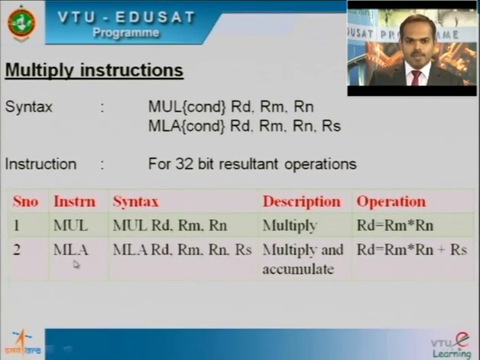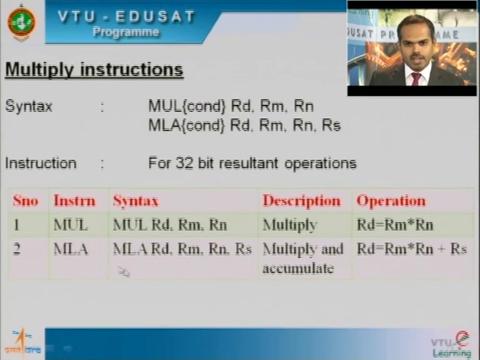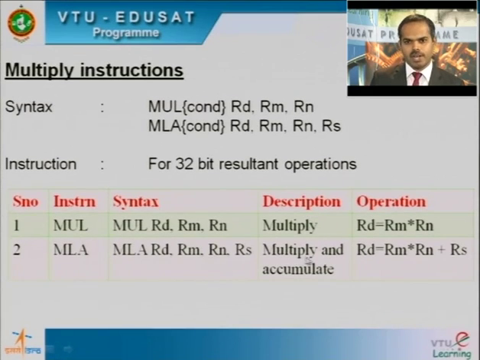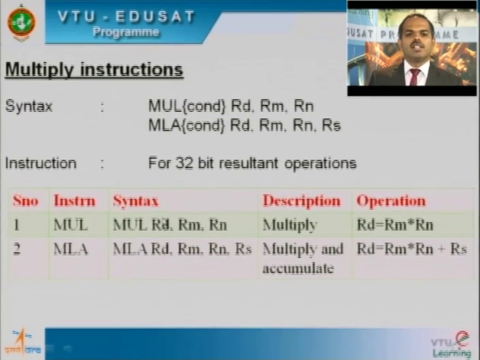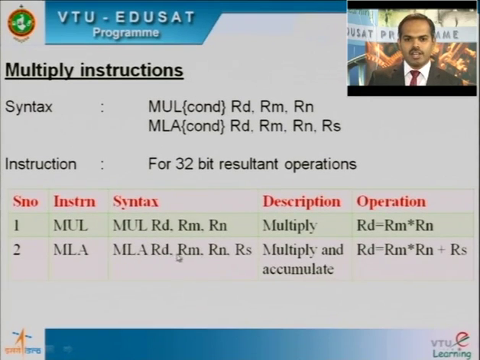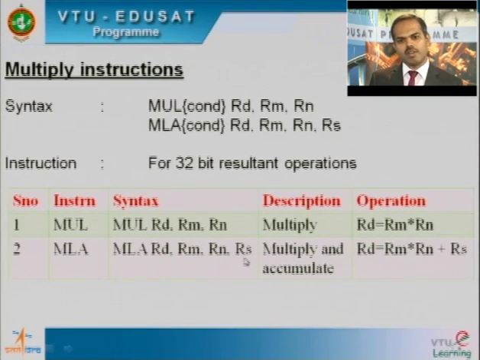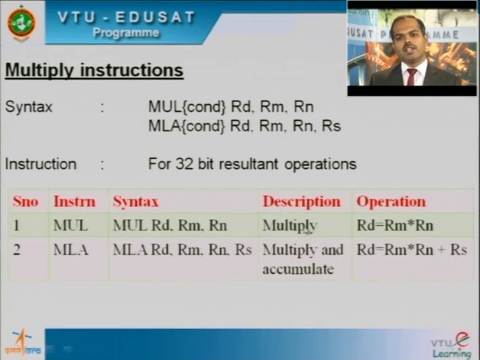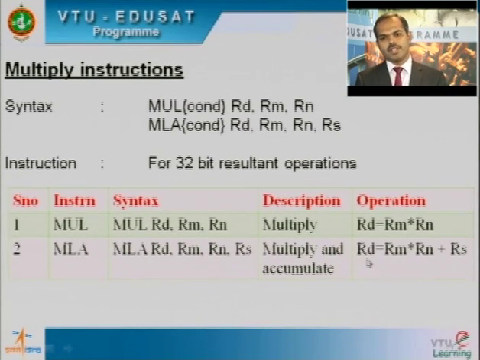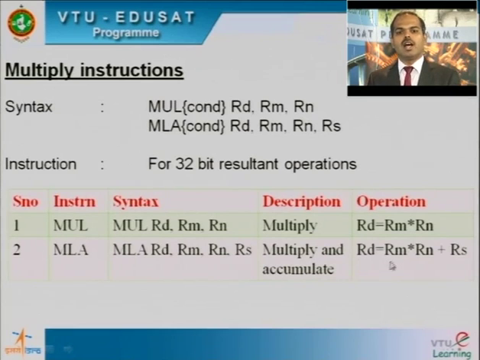The next instruction is MLA, that is multiply and accumulate, as you can see in the description. The syntax for this is MLA RD, RM, RN, RS. See the operation now. The operation is RD equals RM times RN plus RS.